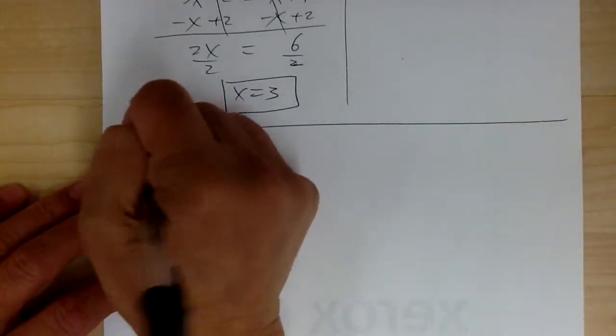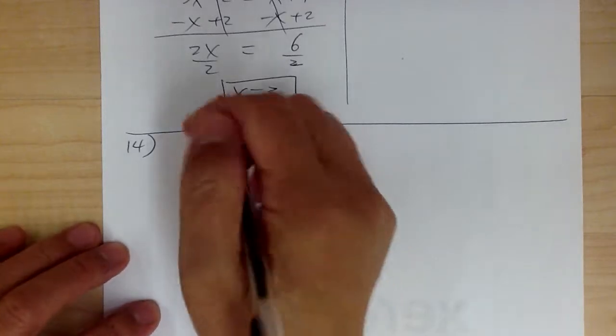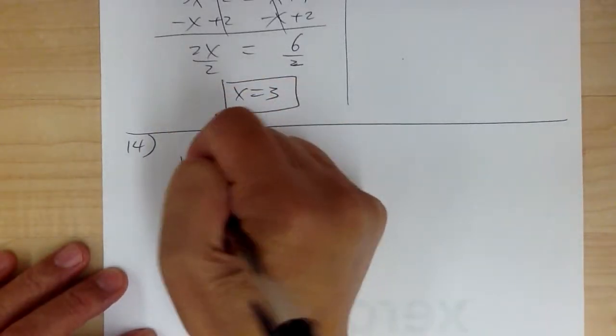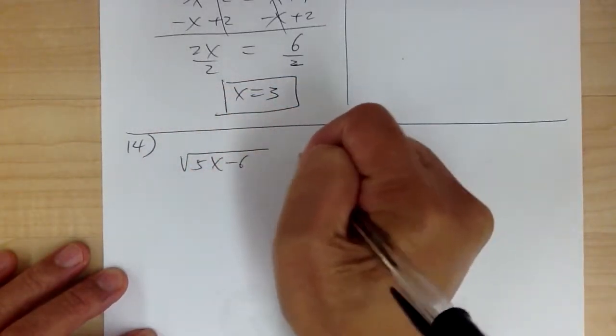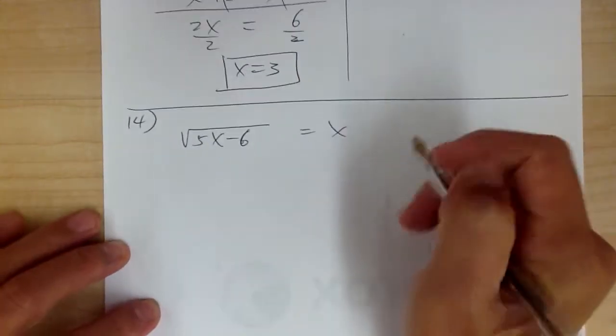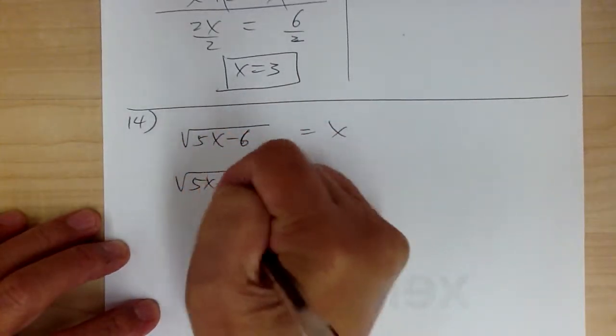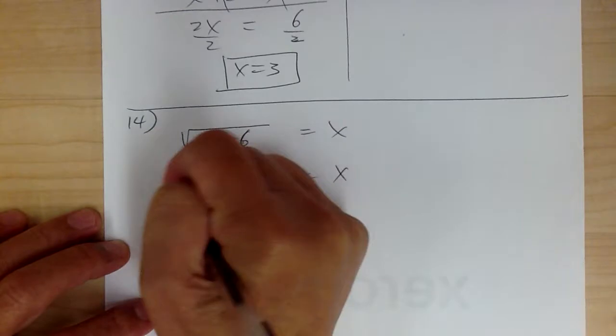Okay, 14. Okay, number 14. The square root of 5x minus 6 is equal to x. Okay, so write it one more time. Square both sides.